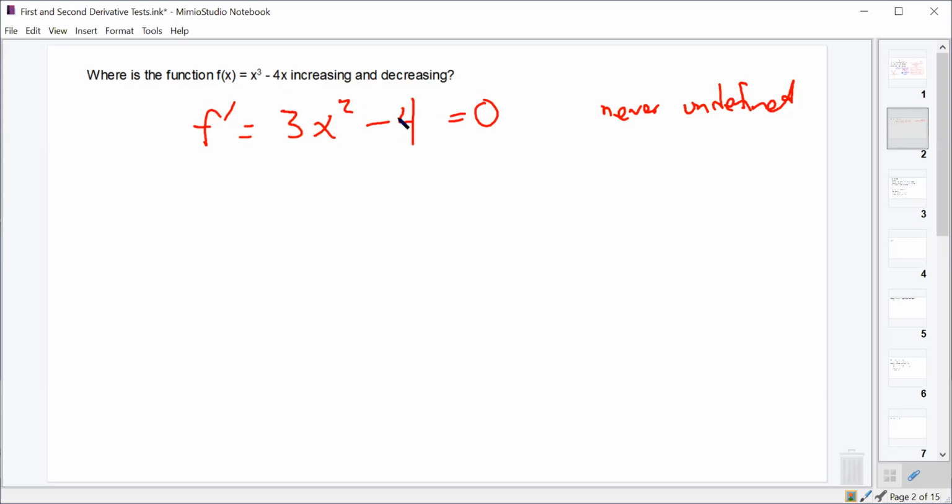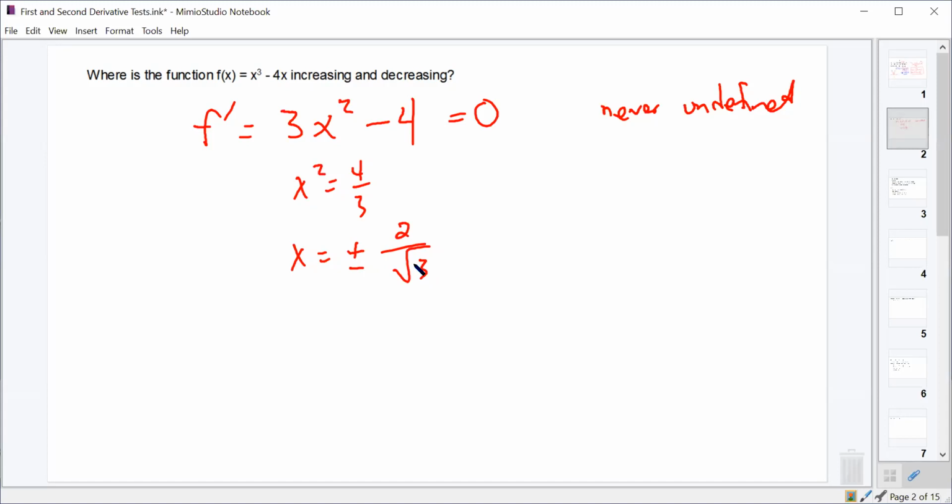And so now we'll set this equal to 0 and solve, right? So if we solve this, we end up with x squared equals 4/3 or x equals positive or negative 2 over root 3. Everybody agree with that?